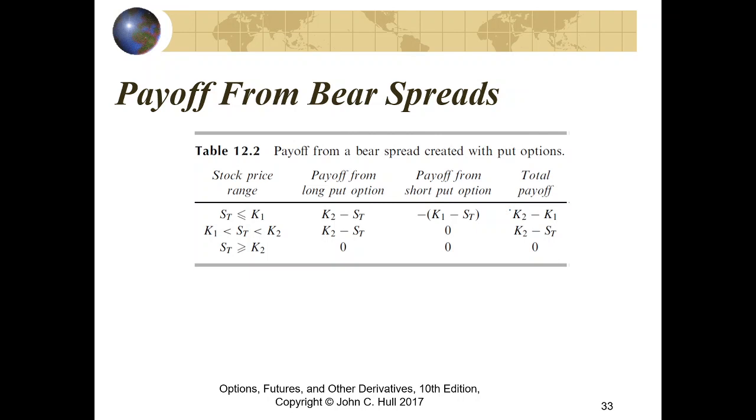If the underlying stock price is between K1 and K2, then only the long put option will be in the money, which means the payoff will be K2 minus ST. The short put option is out of the money, which means the total payoff will be K2 minus ST. When ST is greater than K2, both options are out of the money, and the total payoff will be 0.